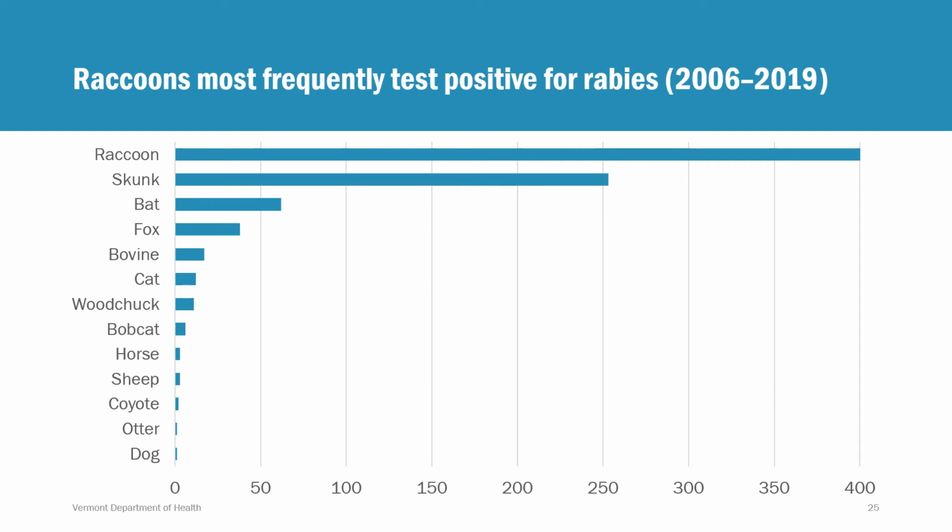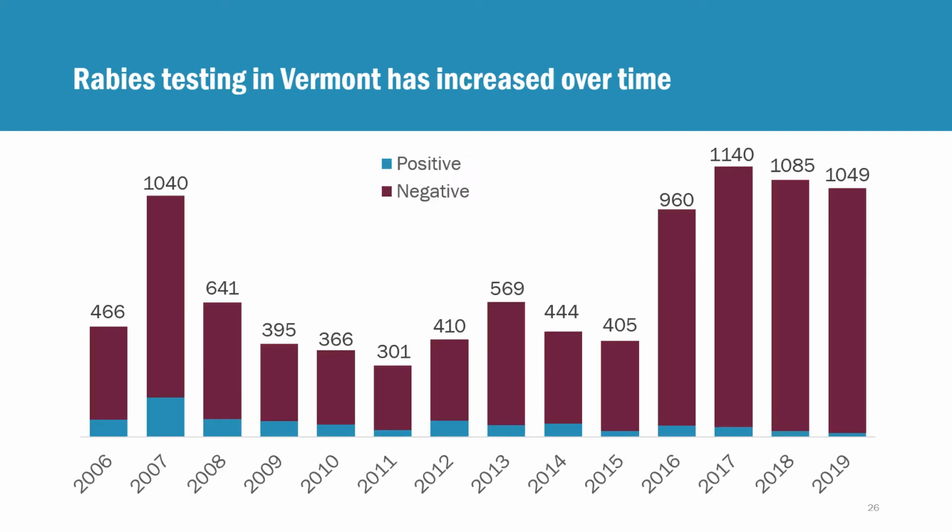And this is just another way of showing which animals have tested positive for rabies in Vermont since 2006, from highest to lowest again. Raccoons most frequently test positive, followed by skunks, bats, then foxes. And the most common domestic animal to test positive for rabies in Vermont were cows, followed by cats, while nationally cats test positive more frequently. So it's very Vermont of us.